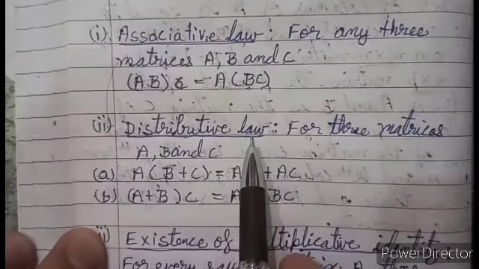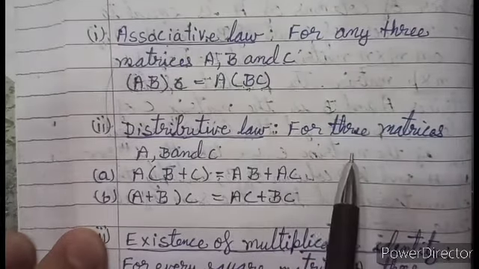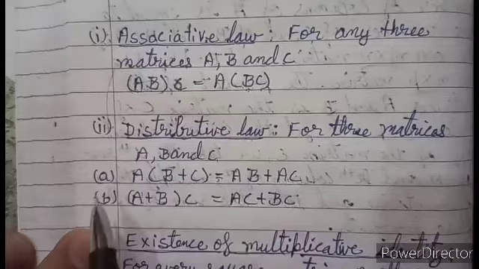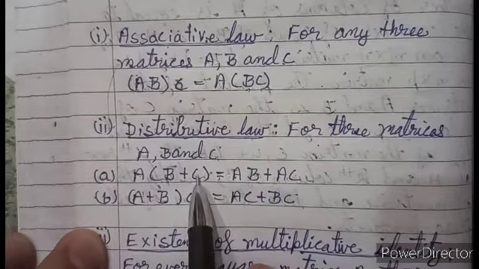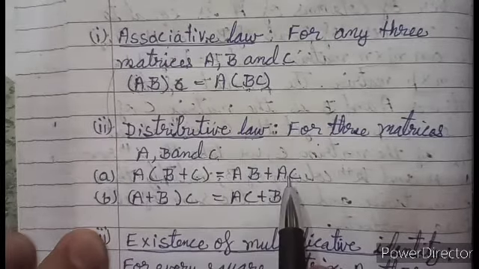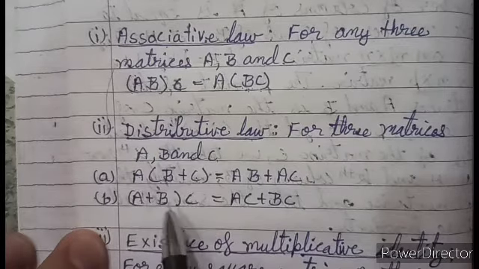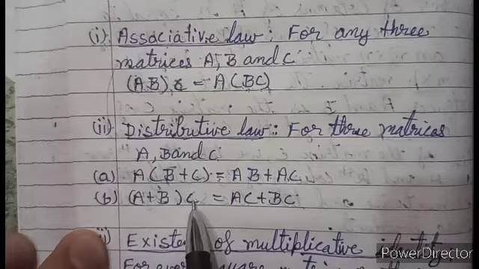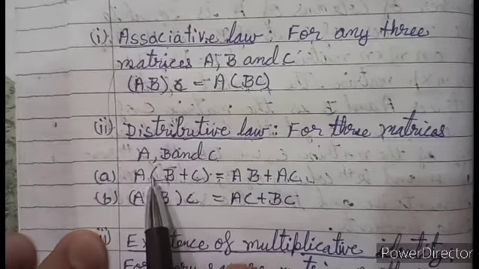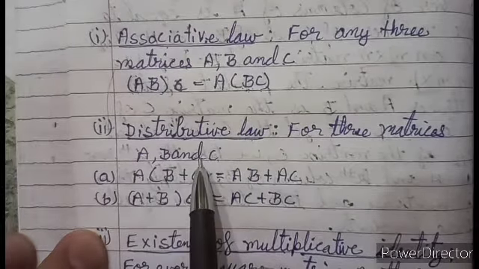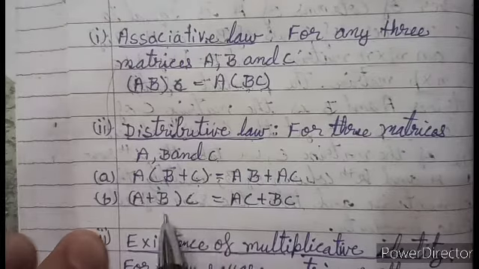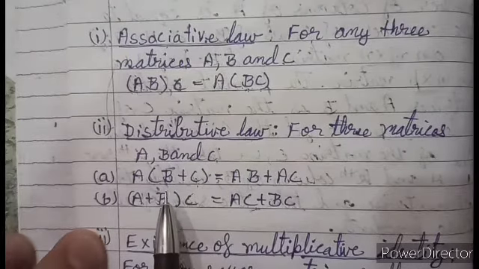Now distributive law. For three matrices A, B and C, A into (B plus C) is equal to AB plus AC, and (A plus B) into C will be equal to AC plus BC. That means the product of matrices under addition follows the distributive law.